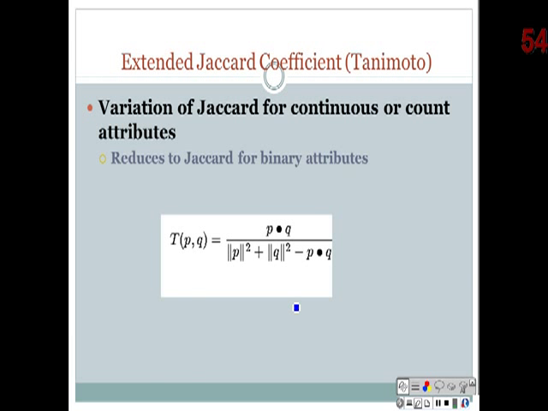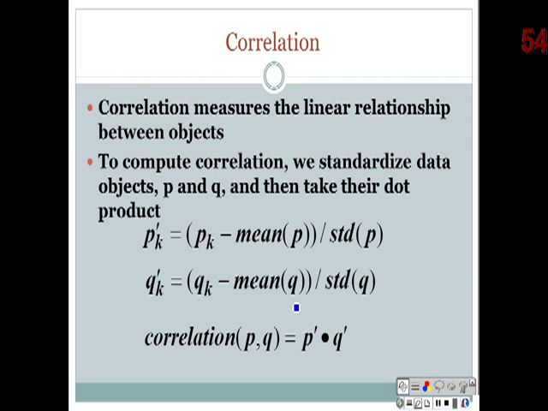Another type is the Jaccard coefficient, which is an extension of Jaccard, also known for binary attributes. I'm not going to go into details about this one. We're going to see it during the semester.